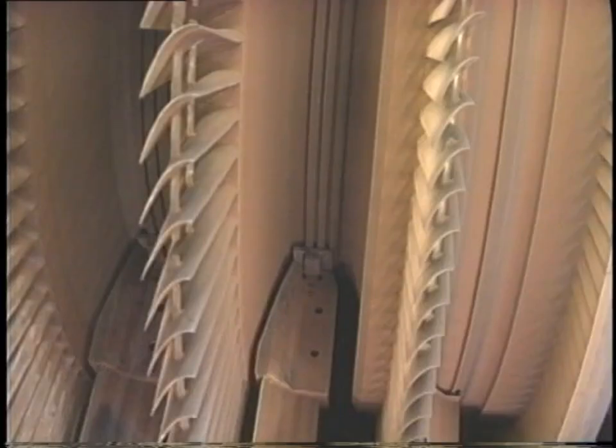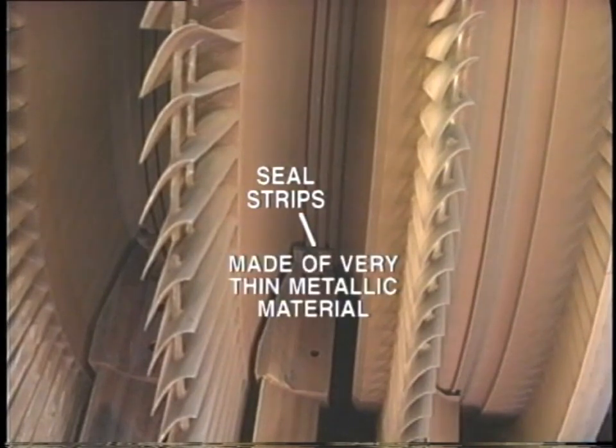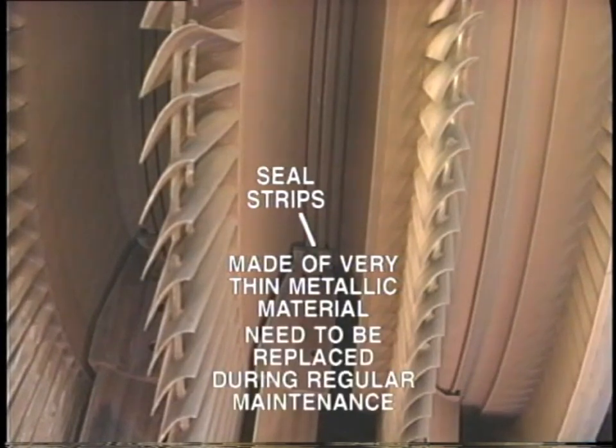Sealing strips are similarly used in other parts of the turbine where we need to eliminate or at least reduce steam leakage. A typical example is the interstage seals, which are fitted at the inner circumference of the diaphragms where the shaft rotates. In all cases, the seal strips are made of very thin, soft, metallic material. They rub on the shaft and reduce the leakage as much as possible. Of course, as time passes, the sealing strips wear and need to be replaced during regular maintenance. We'll be discussing this aspect in another module in this series.